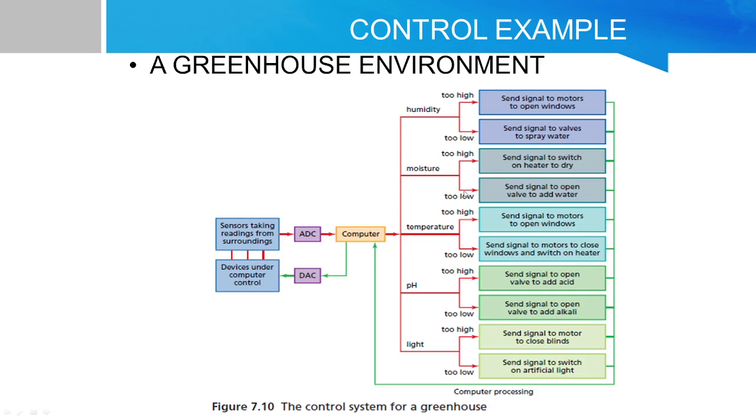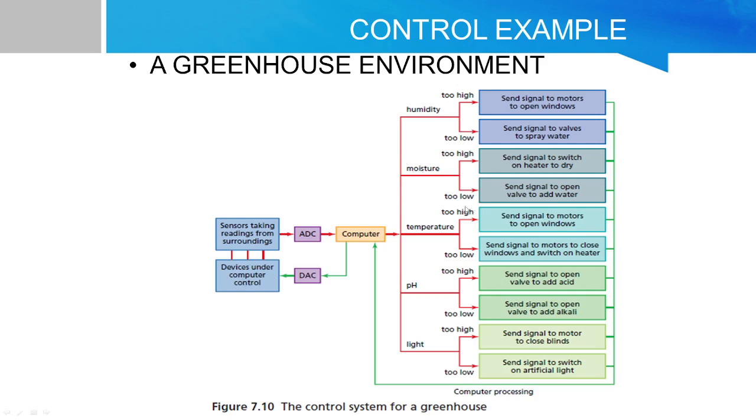Okay, this is actually an example of the greenhouse. What it means is that at first all the sensor signals will be converted by the analog to digital converter, and then saved to the computer, and then the computer will compare with the preset value according to the sensor. And then if there is something that they need to do to maintain, the computer will send the data. They convert the data first to digital, which is from the computer, and then to analog, which is the physical quantity. So the device is under computer control.